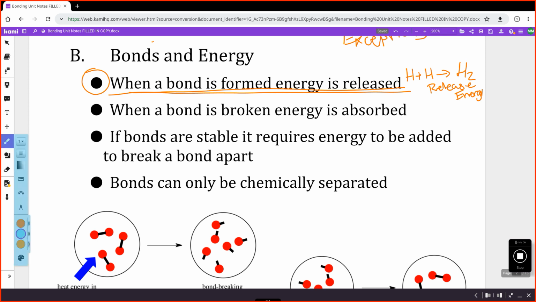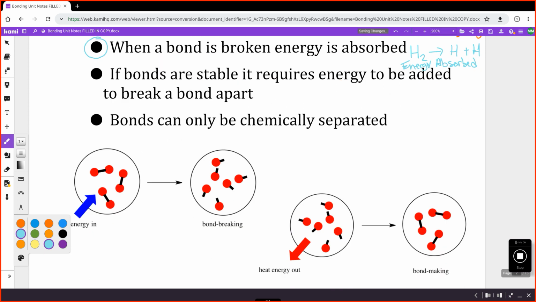On the flip side, when a bond is broken, energy is absorbed. So if I take this same reaction and I go the opposite way, and I split the 2 H's that are bonded into 2 separate H atoms, it's going to require energy to go into the reaction, into the molecule, to split these things apart. You can see it down here on the picture, right? When energy goes in, it takes these bonds and it almost cracks them. That's what it's used to do.